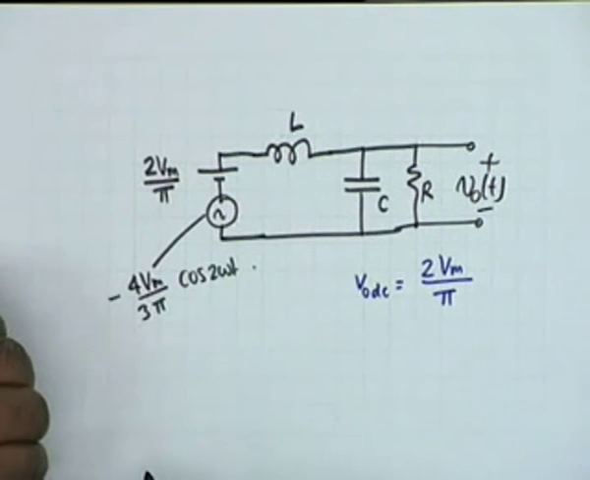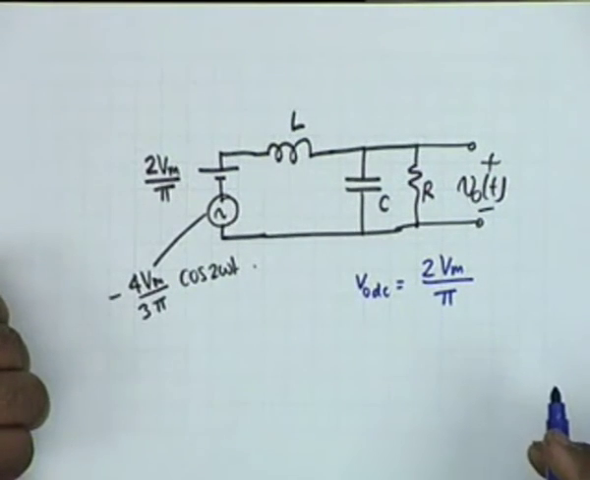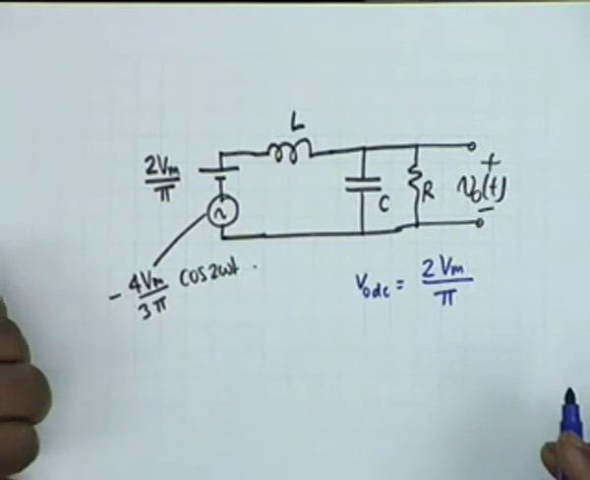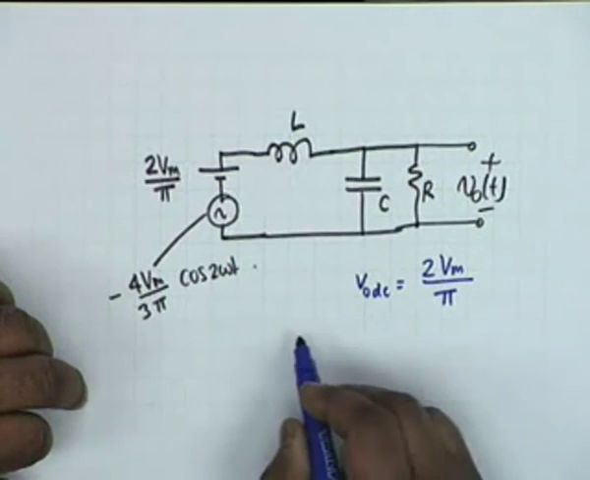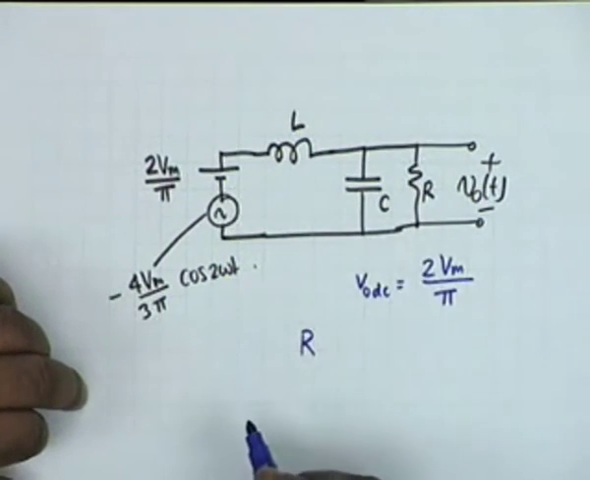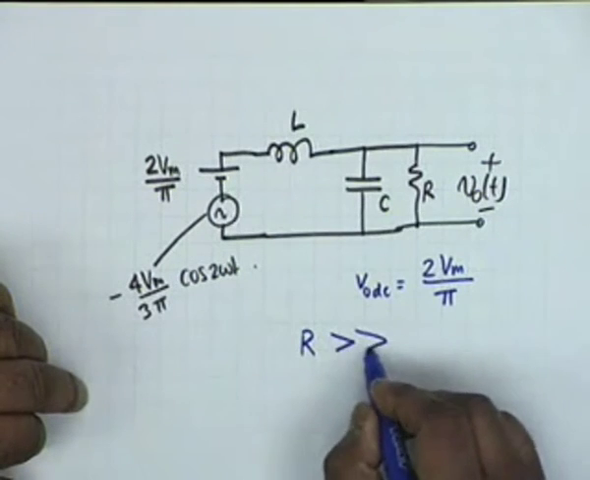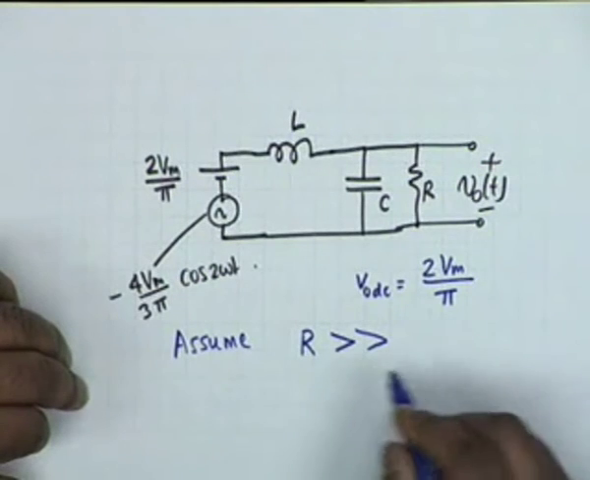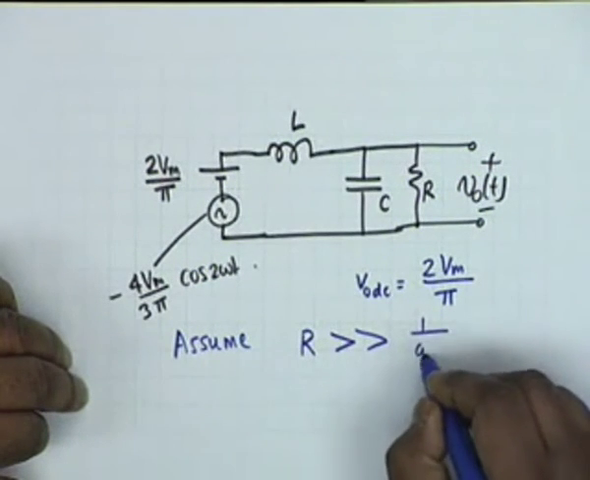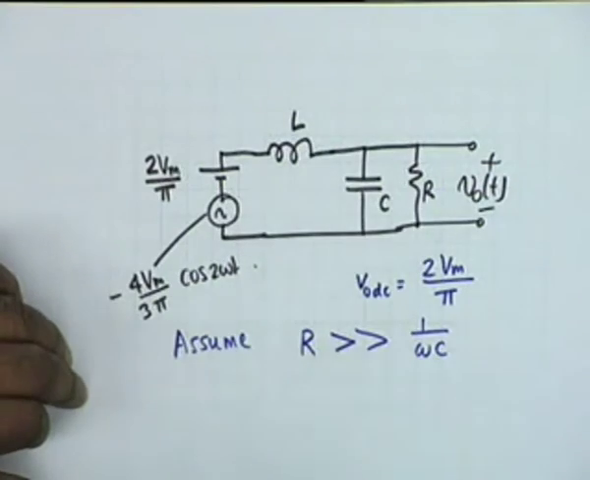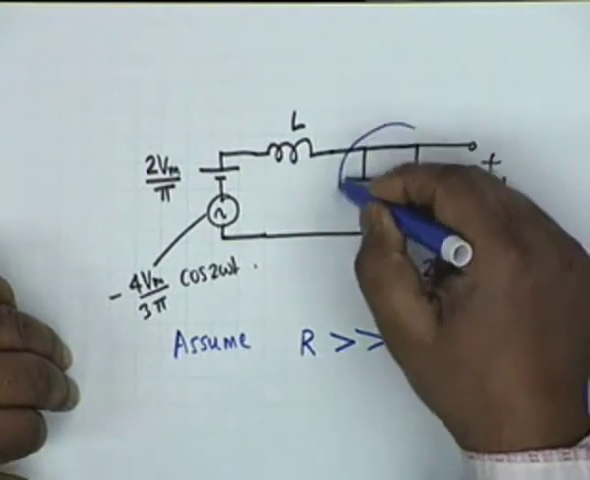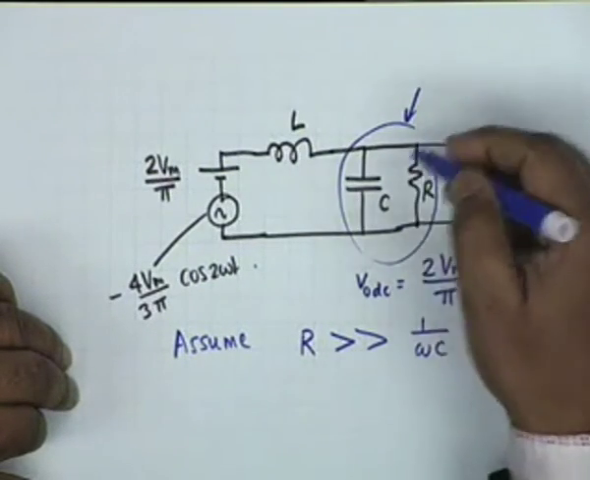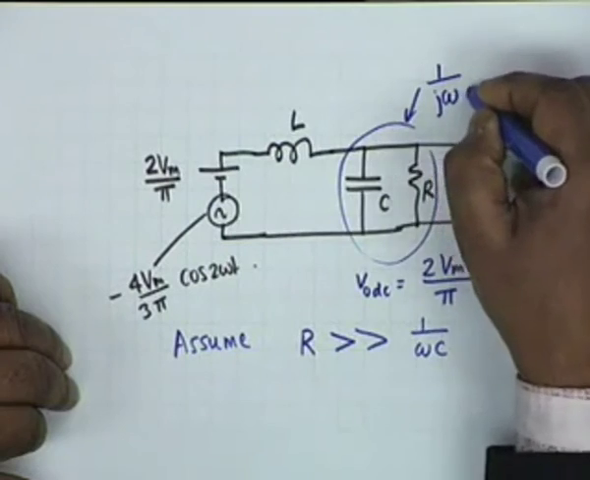Now for AC analysis we make several assumptions which are true in practice, several simplifying assumptions. One is that capital R, the load, is much larger than 1 by omega c. What does it mean? It means that the effective impedance of this shunt is determined by C only, and therefore this impedance is 1 by j omega c.